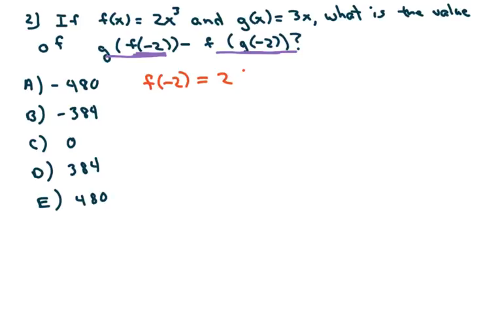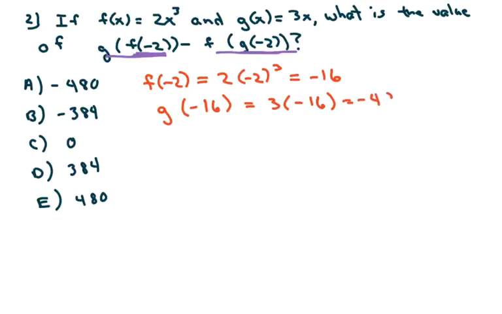equals 2 times negative 2 cubed, which equals negative 16. Okay, and then we're going to do g, the outer function, g of negative 16. So that's going to be 3 times negative 16, which gives you negative 48. So this whole thing here equals negative 48.